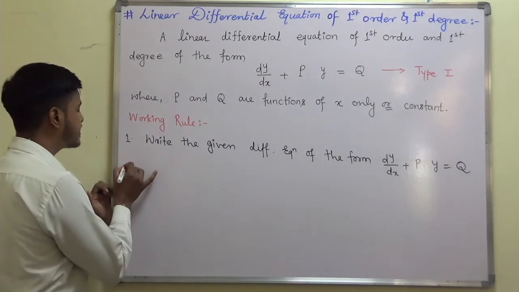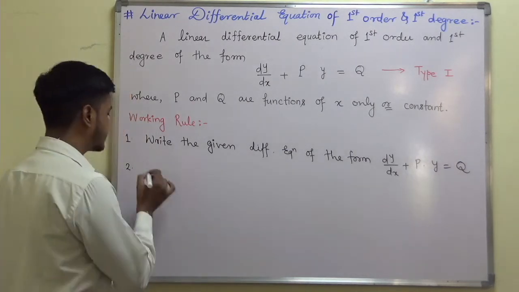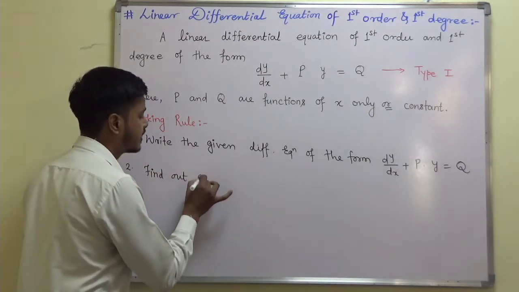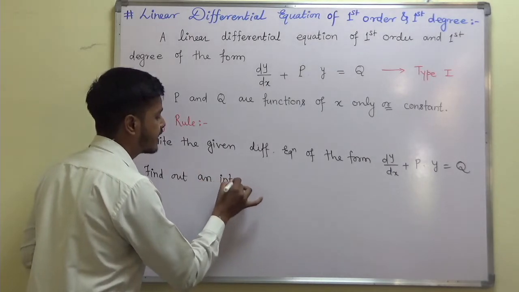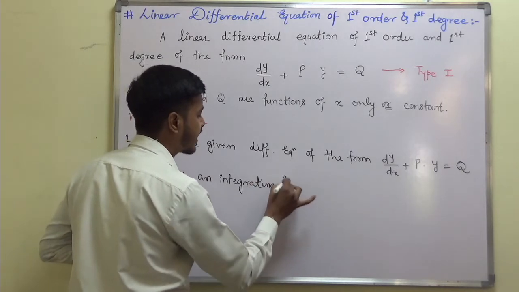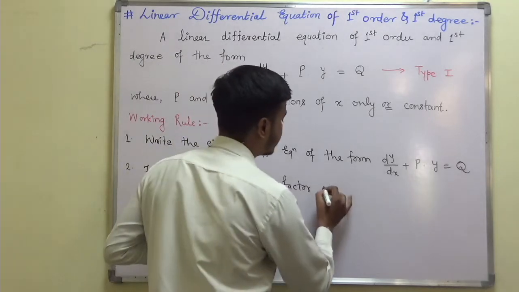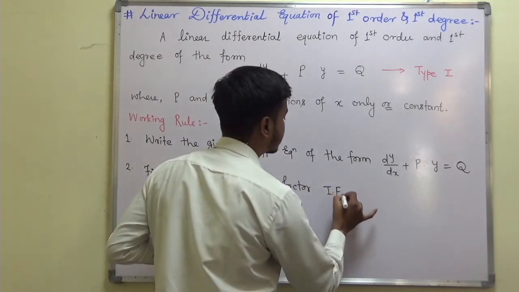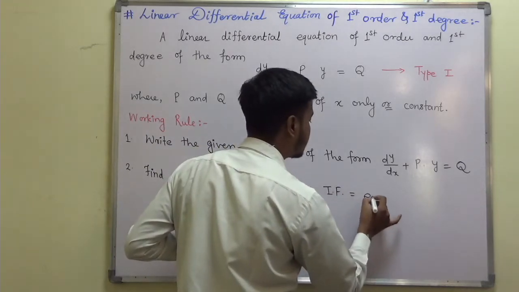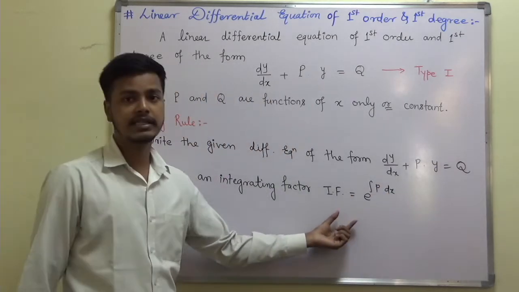Then the second step of the working rule says find out the integrating factor. And what is that integrating factor? That you have to remember. The integrating factor, which we denote by IF, is equal to e to the power integration of P dx. This is the integrating factor.